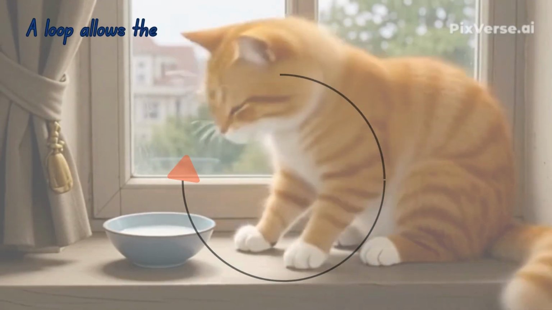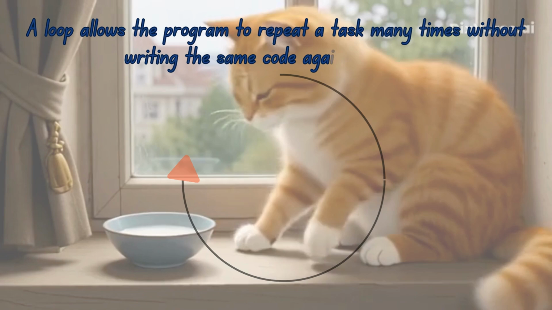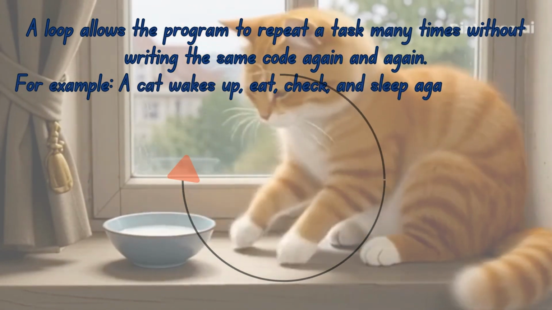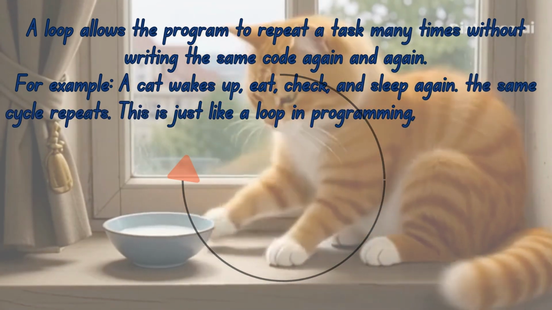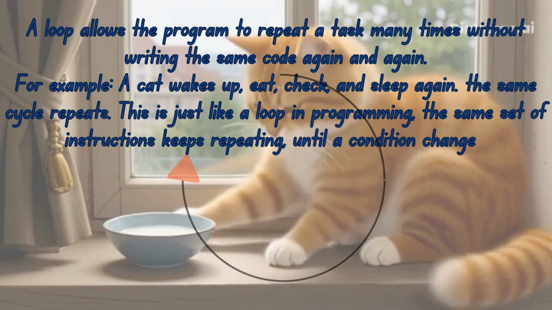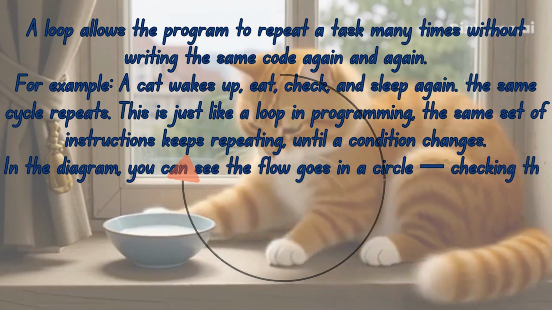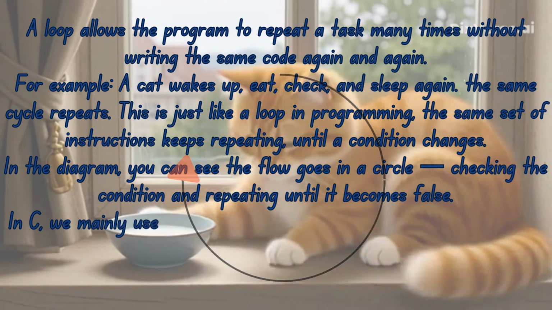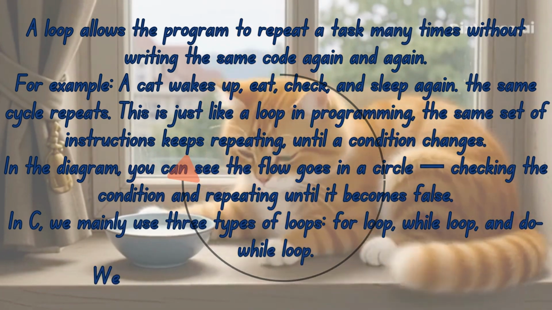A loop allows the program to repeat a task many times without writing the same code again and again. For example, a cat wakes up, eats, checks, and sleeps again. The same cycle repeats. This is just like a loop in programming. The same set of instructions keeps repeating until a condition changes. In the diagram, you can see the flow goes in a circle, checking the condition and repeating until it becomes false. In C, we mainly use three types of loops: for loop, while loop, and do while loop.